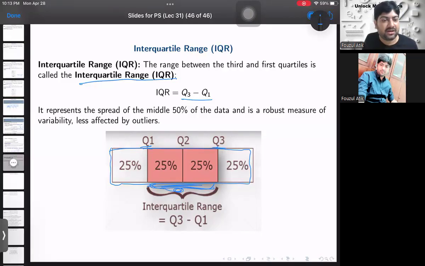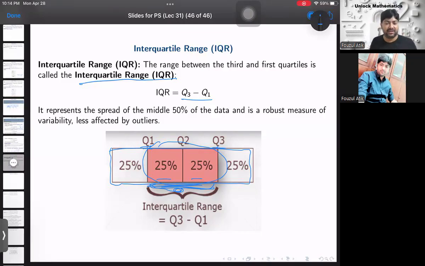What are they? Do they not represent the middle 50% of the data? 25% here, 25% here, right? So this interquartile range has a significance. It represents the middle 50% of the data.